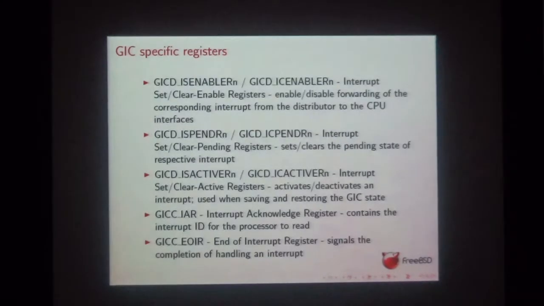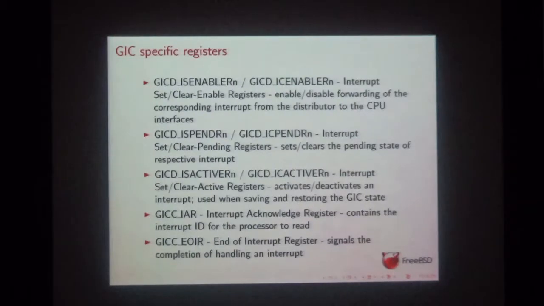Let's see some of the generic interrupt controller specific registers. First of all, you see a convention here. You have GIC, and then you have two letters, D for the distributor and C for the CPU interface. So these are registers specific to the distributor and to the CPU interface. First of all, we have GICD_ISENABLER and ICENABLER, which are the interrupt set and clear enable registers. Basically, they enable forwarding of the corresponding interrupt from the distributor to the CPU interface.